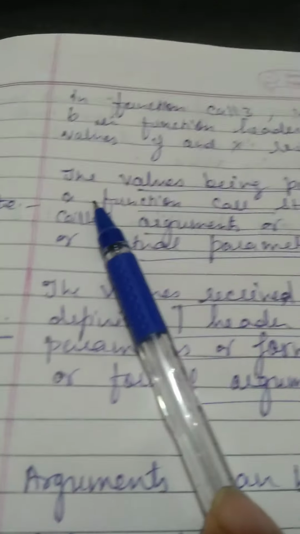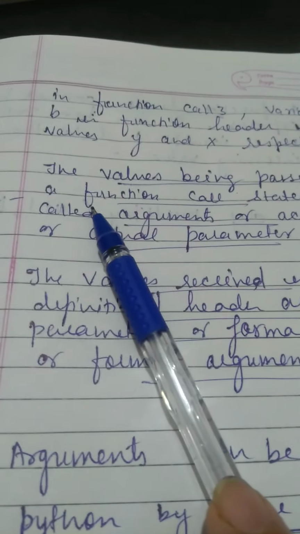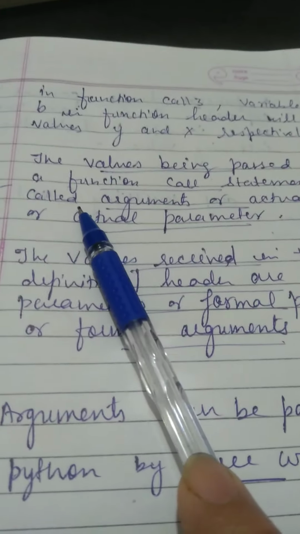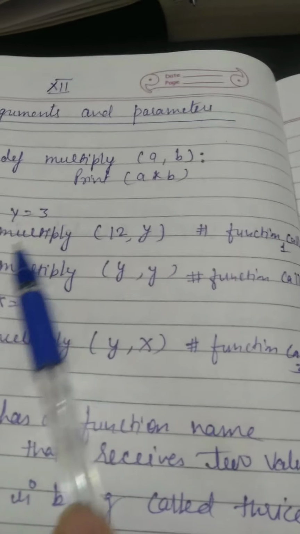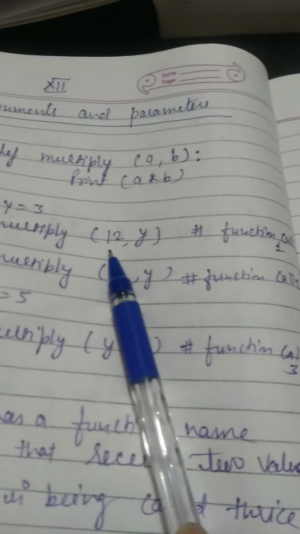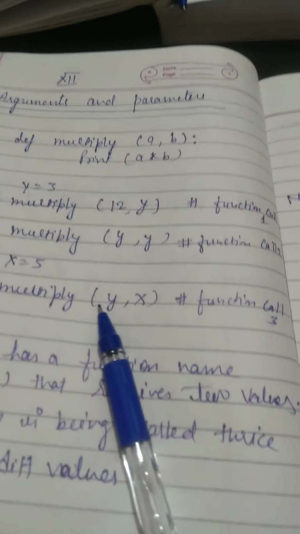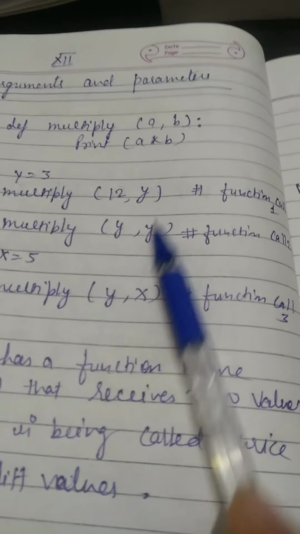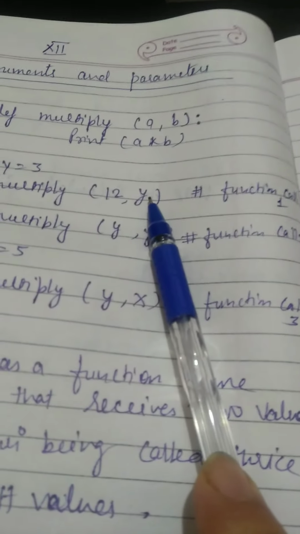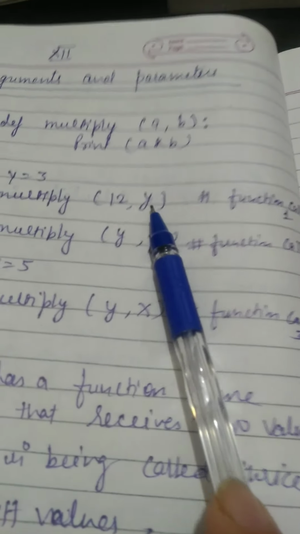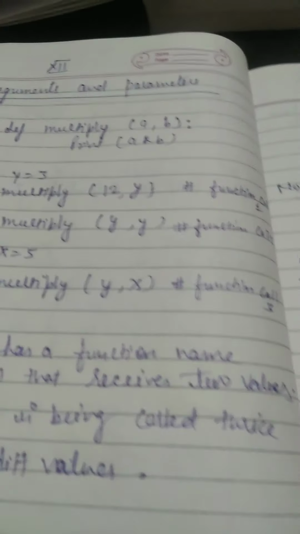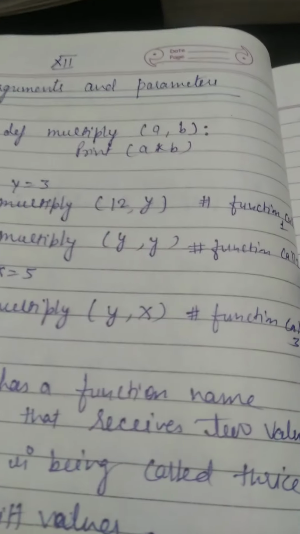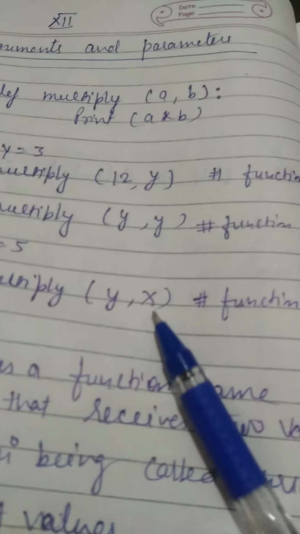So the values being passed through a function call statement are called arguments, or actual arguments, or actual parameters. Whatever values we are passing in function call 1, function call 2 and function call 3, we can call these passed values actual arguments or actual parameters, meaning the actual values we are passing. You can say actual parameter, actual argument, or just argument.